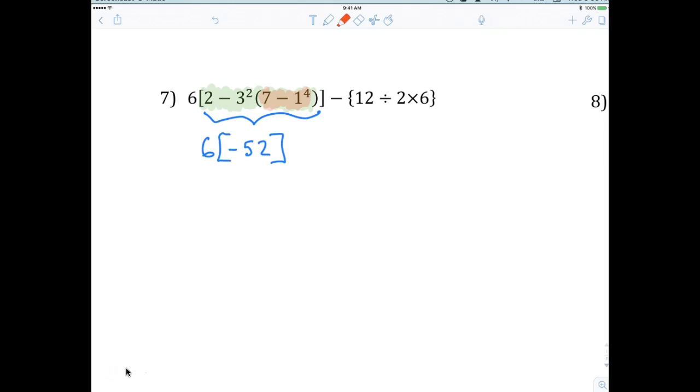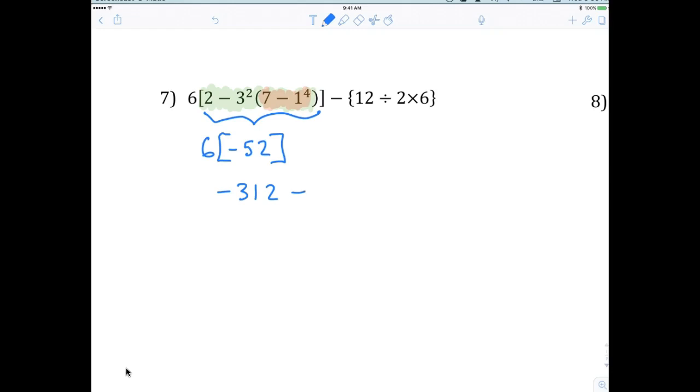Now, 6 times -52 is obviously -312. Obviously. 6 times 5 is a tough one. 30, which would be 300. 6 times 2 is 12. 300 plus 12. Slow down. All right. 312.